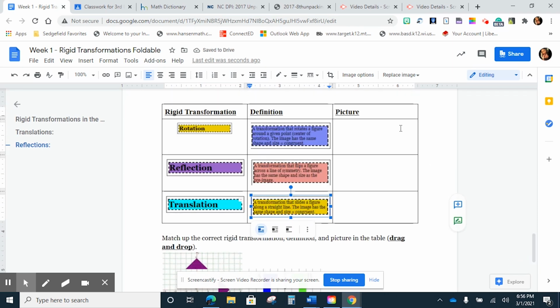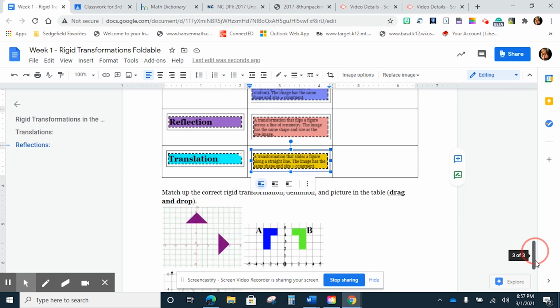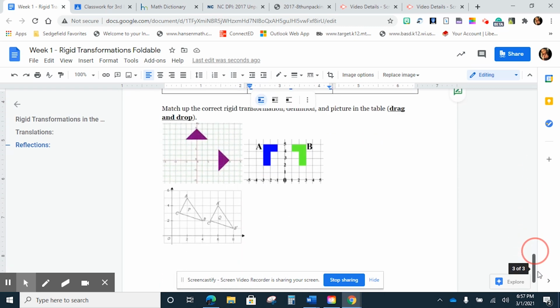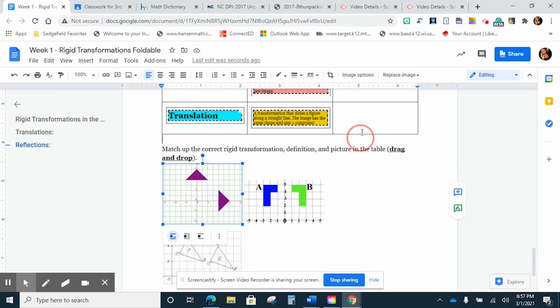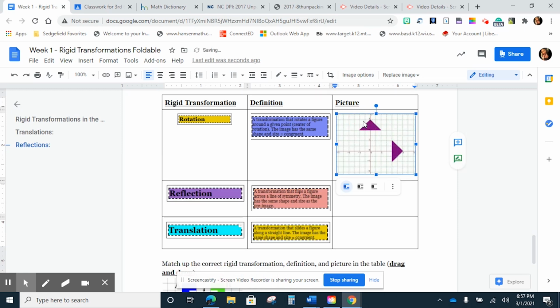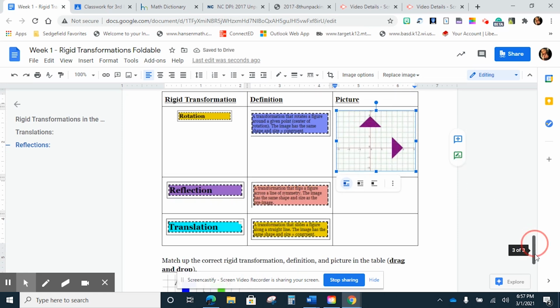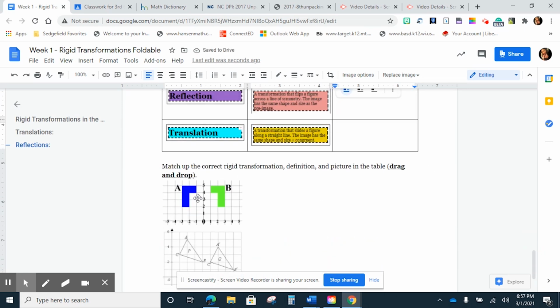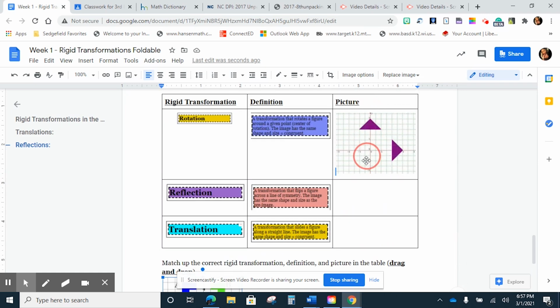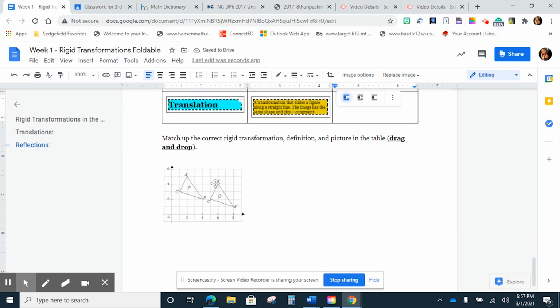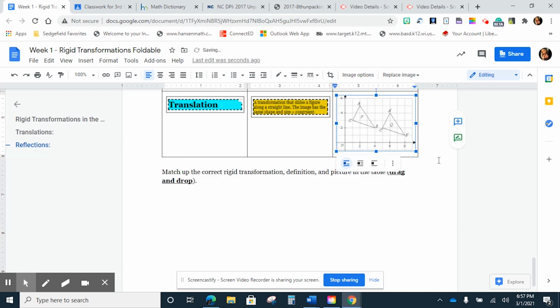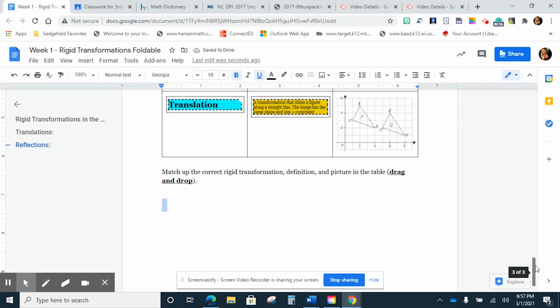The last part, we are matching the pictures with each of these particular definitions and rigid transformations. So these 2 purple triangles are examples of rotations. And so I'm going to drop that into that first category. The next one, these irregular shapes, are our reflections. And these last 2 are our examples of translation.